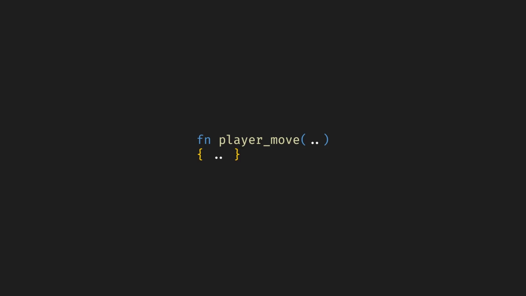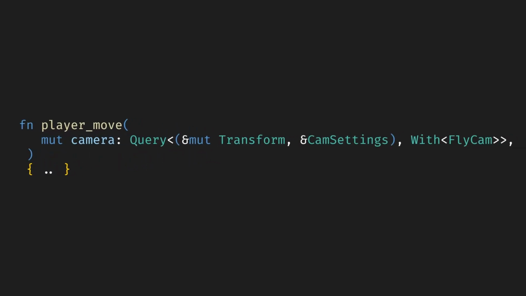Okay, now moving on to our player move system. This system requires 3 parameters: a query to get access to the transform and settings of our camera, which is done by requesting mutable access to the transform, camera settings, and then filtering with fly camera. This means that only the fly camera transforms and settings will be collected.